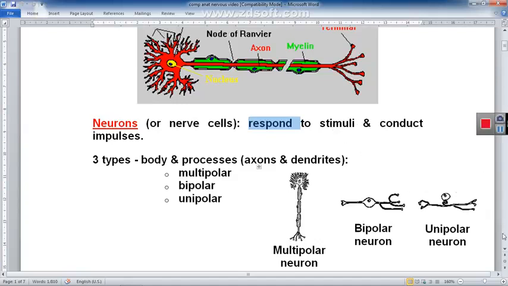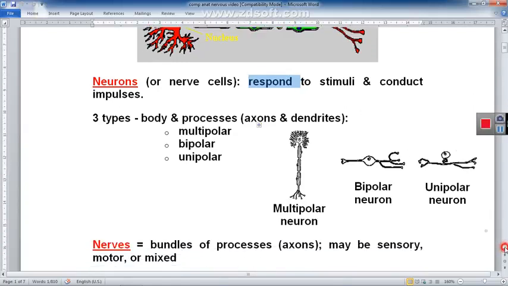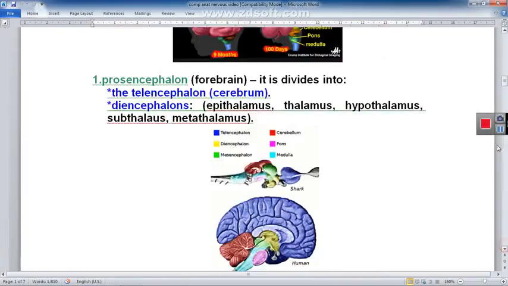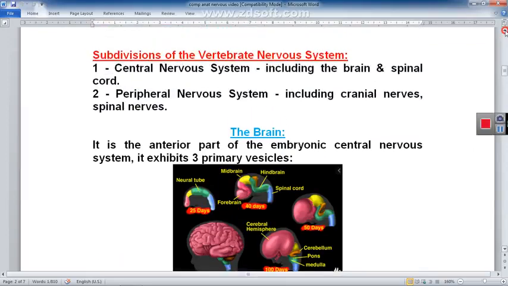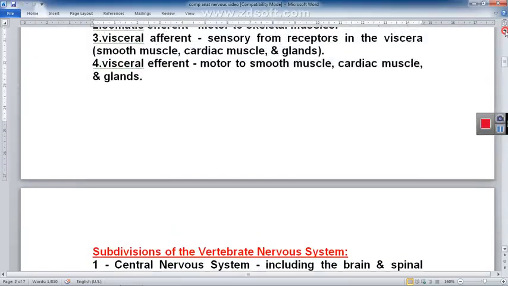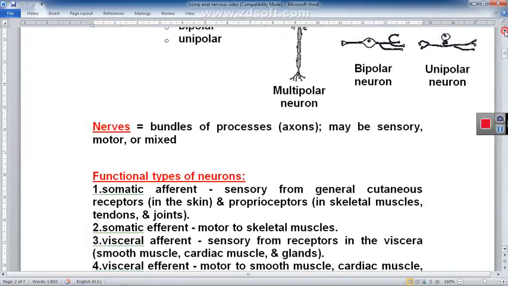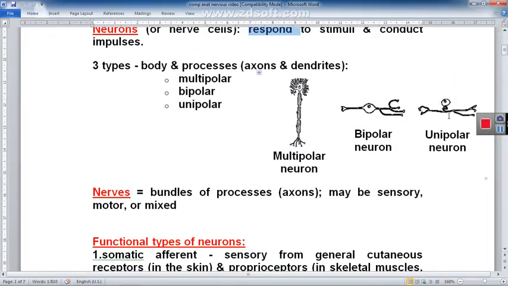According to the number of processes originating from the nerve cells, the nerve cells could be classified into three types. These three types are the following. If you have only one process originating from the body, this is a unipolar neuron or nerve cell. This one process later will divide into axon and dendrite.